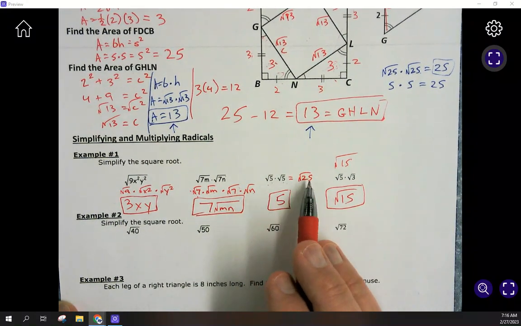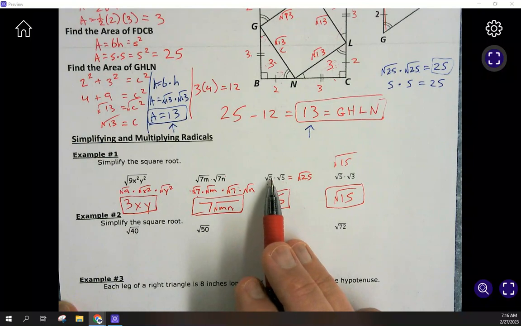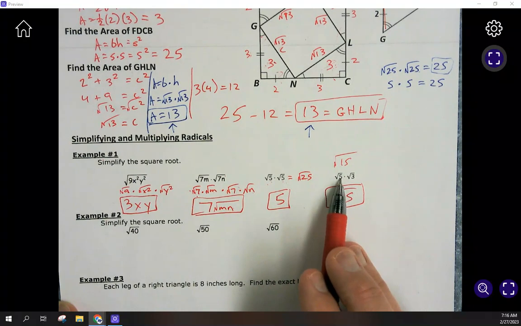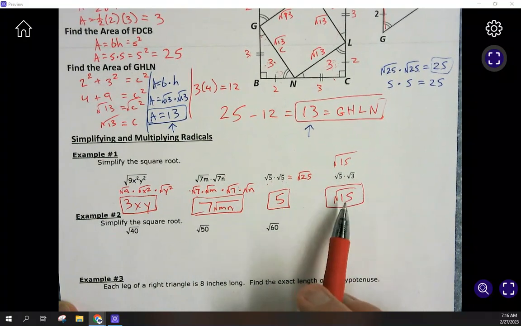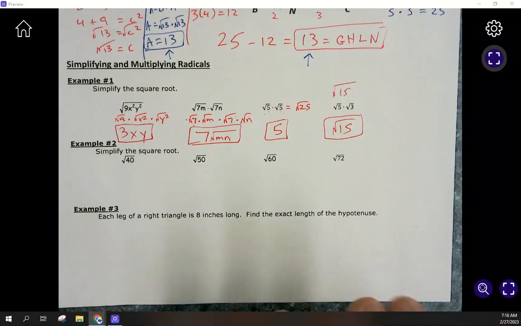So you are multiplying them. That number stays underneath the square root. If you can then take the square root of that number, you do. This is just a special case that we can make the jump without showing the middle step. Any square root times itself is just the whole number. But then when you have separate numbers, don't just write 15. It's the square root of 15.